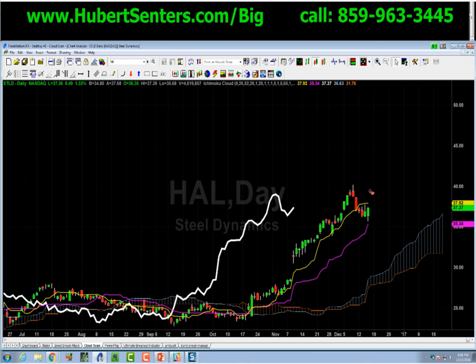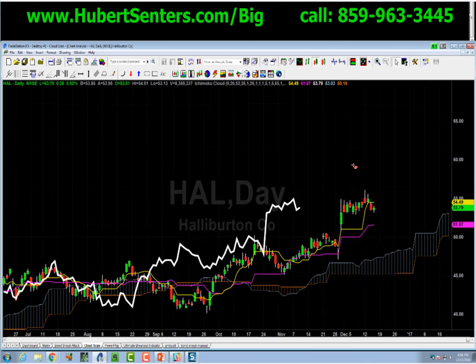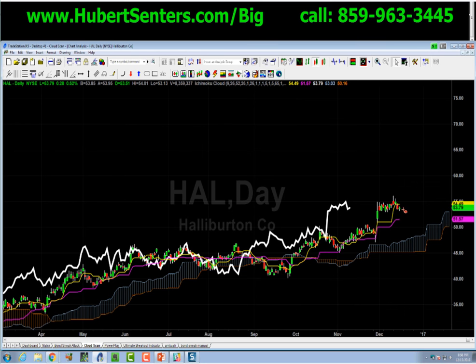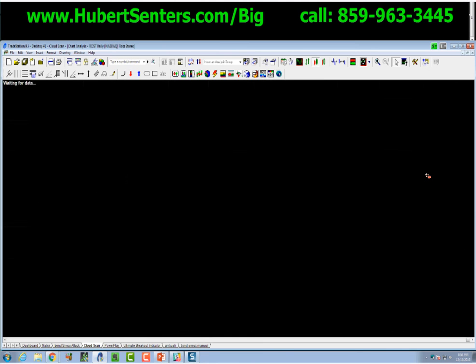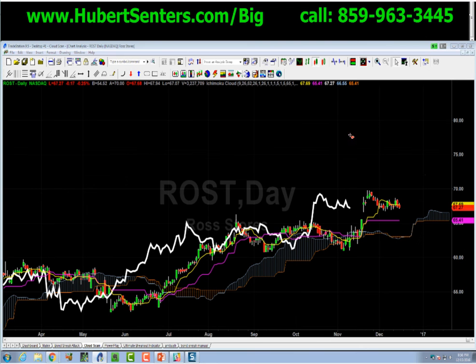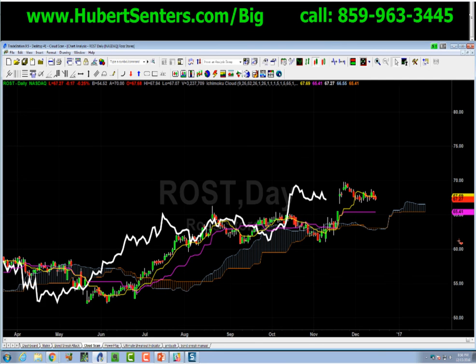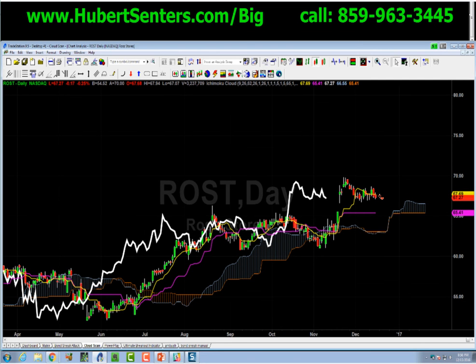Halliburton looks better than crude oil. I'd buy Halliburton with a stop right now at 51.57 and a target of $60. ROST is a little weird. It's got this gap, but it's buyable here with a stop of 65.41 and a target of $73.